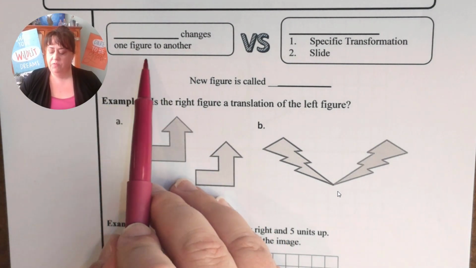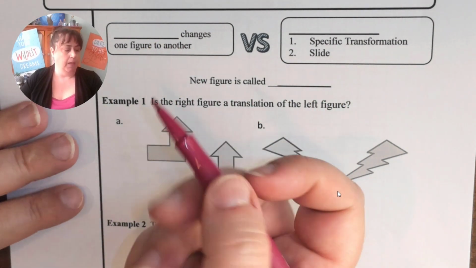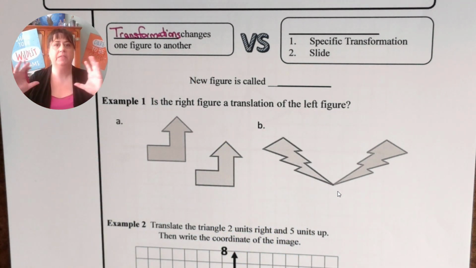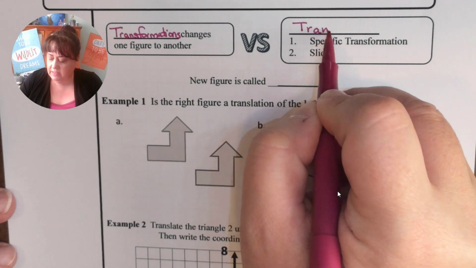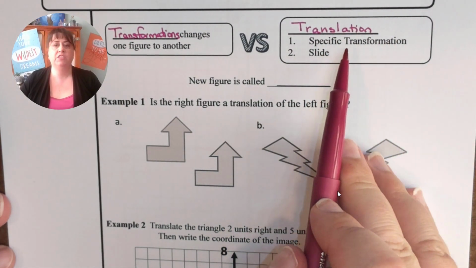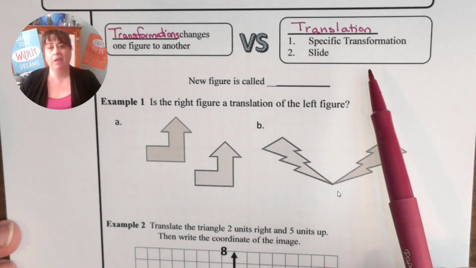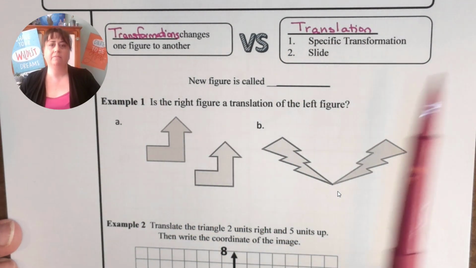So something changes one figure to another versus this other thing, which is a specific transformation or a slide. So transformations is what changes. So it encompasses all of them we're going to be talking about in this unit versus this specific one that we're going to talk about today, which is a translation. And a translation is a very specific transformation. So transformation is the big idea, and then we have little kinds of transformations. One of them today is a translation, and it's like a slide. So to the left, to the left, to the right, like the cha-cha slide. That's what we're going to do.